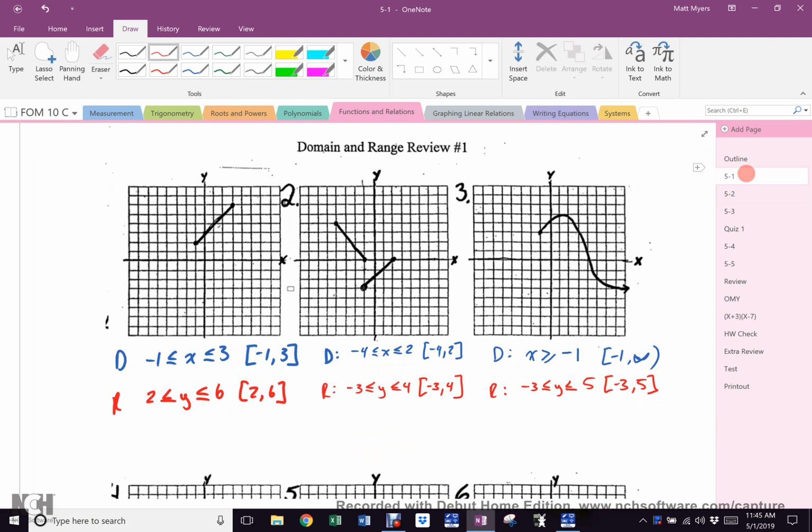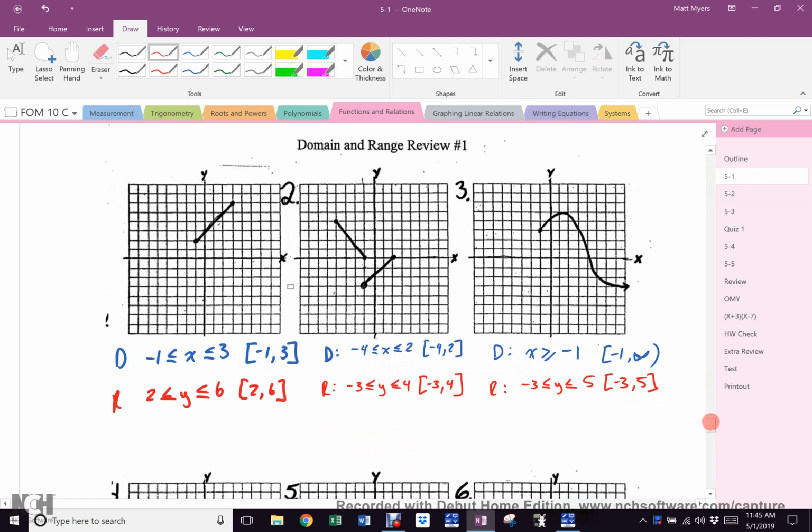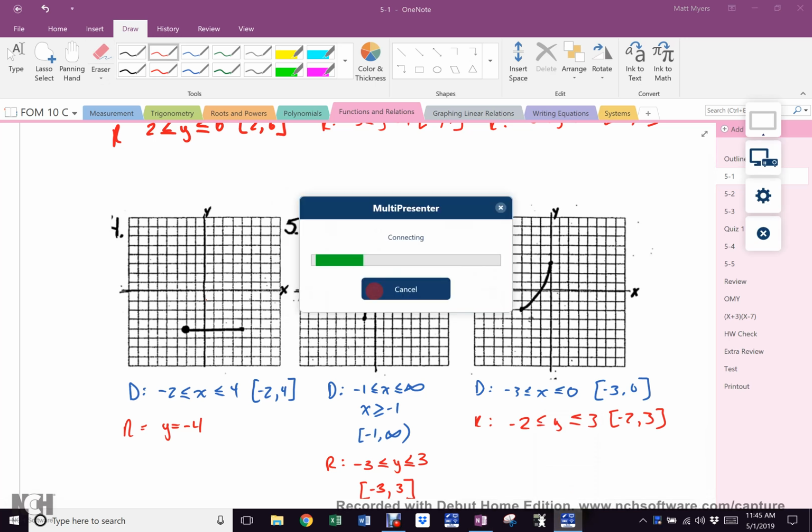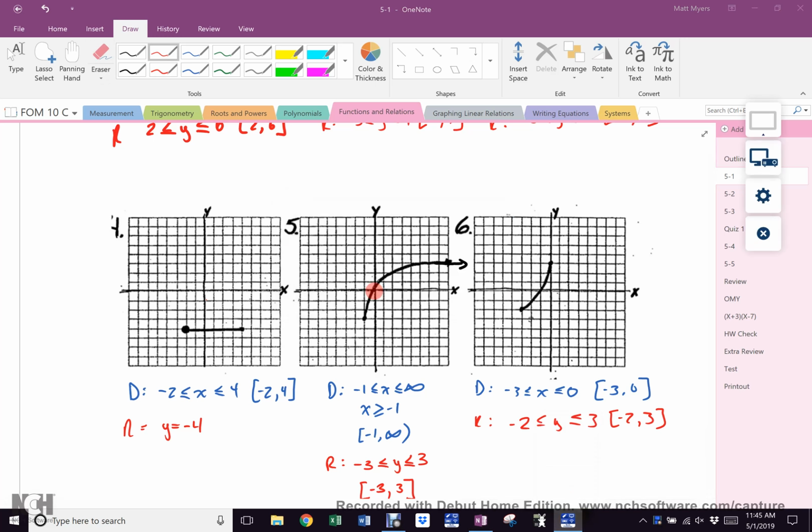For number 5, well, there's 0, there's -1. Oh. I'm looking only at the x's for domain, and it starts right there at -1. And it goes forever. So x has to be greater than or equal to -1.